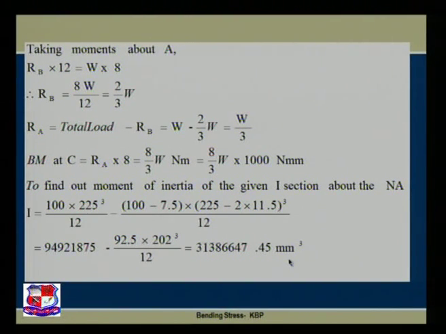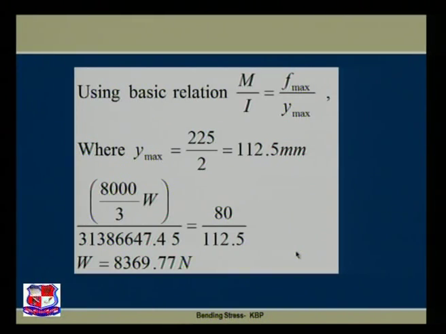0.86647.45 millimeter raised to 4. That is the value of I. Now, using the basic relation M over I is equal to f over y. Now, f max is given to you. So, M over I is equal to f max divided by y max, because f is directly proportional to y. If y is y max, then f is equal to f max.